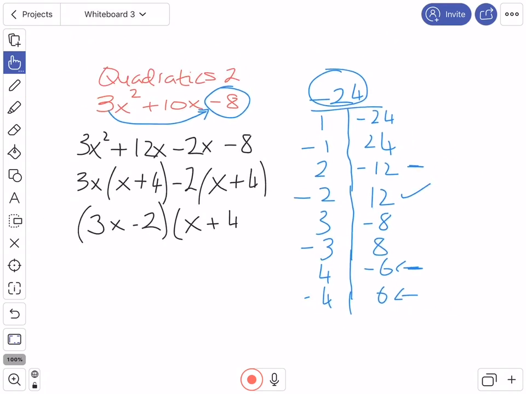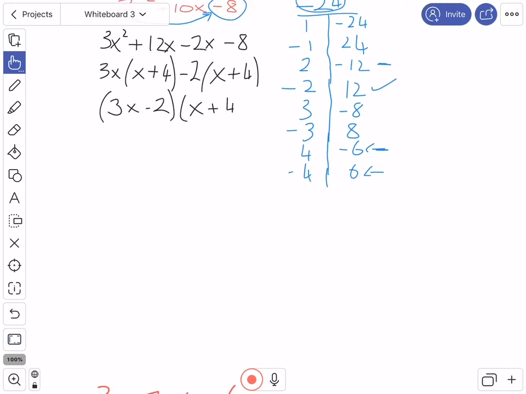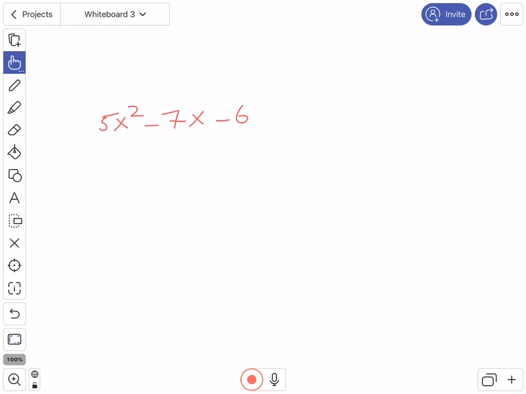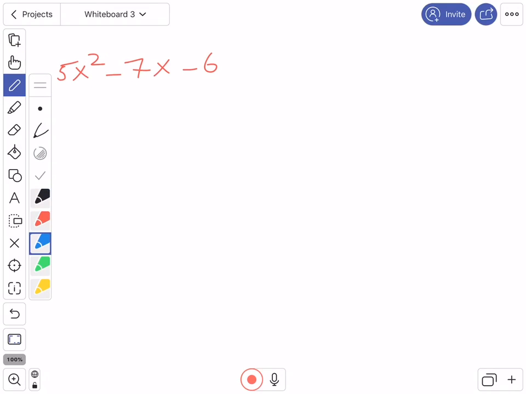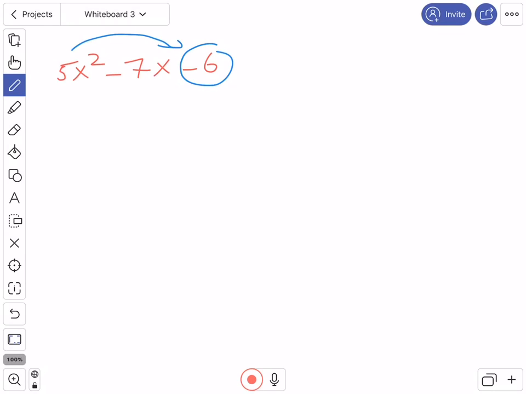Okay, let's take a look at a second example then. And in our second example here, we're going to do the exact same thing. We're going to get not just factors of 6, we're going to get factors of 5 times 6, 5 times minus 6, so I'm getting factors of minus 30. Now again, you don't need to write all these out. I'm looking for ones that will add to give me a minus 7.